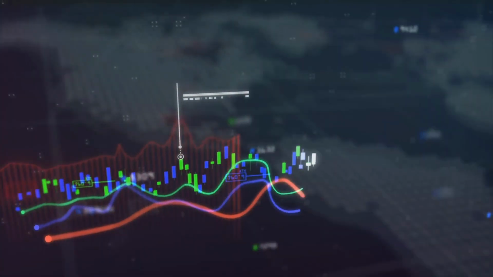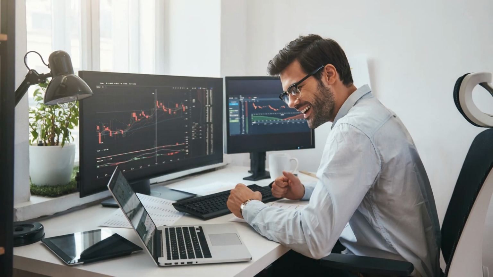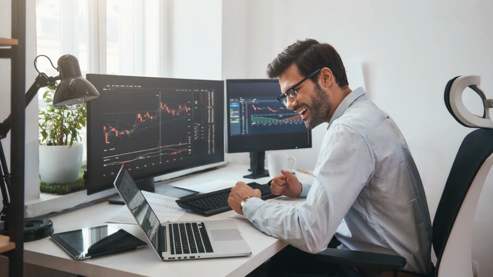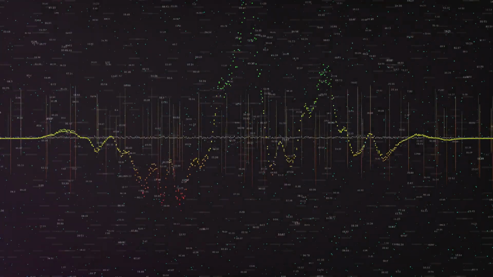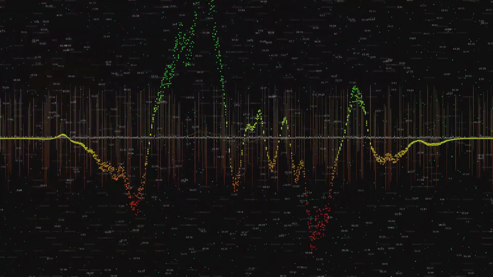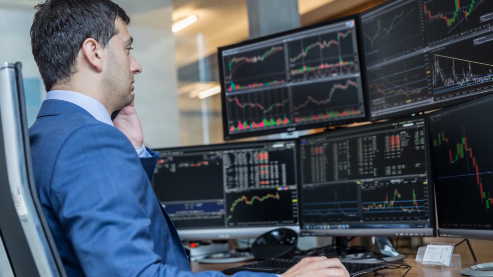Lastly, we have trading charts. A trading chart is a graphical representation of price movements over a specific time frame. It's the map that guides traders through the landscape of the market. There are various types of charts, including line charts, bar charts, and the popular candlestick charts, each with its own way of presenting information, but all aiming to help you make sense of the market's movements.